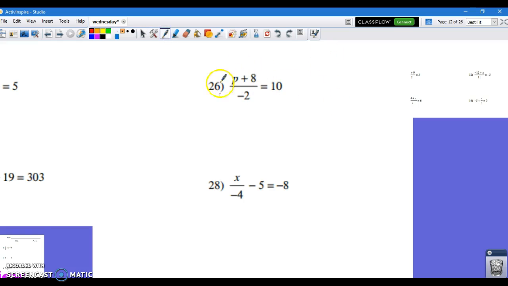All right, number 26. Look at that. Another junk in the trunk? No junk in the trunk. Multiply or divide first? No junk in the trunk. Add or subtract first. Let's go.